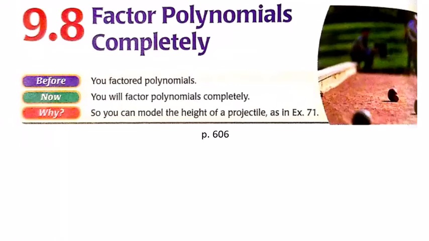Welcome back. In this video we are going to be discussing section 9.8 of your textbook, which begins on page 606 and is entitled Factor Polynomials Completely. Before, you have factored polynomials using different methods, and eventually you got to a point where, in your standard ax squared plus bx plus c form, a was not 1, so it became a little bit more challenging factoring this c as well as factoring this a.